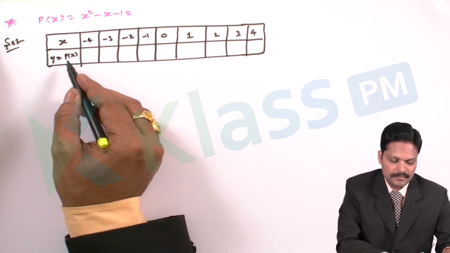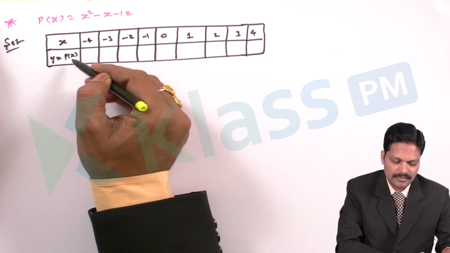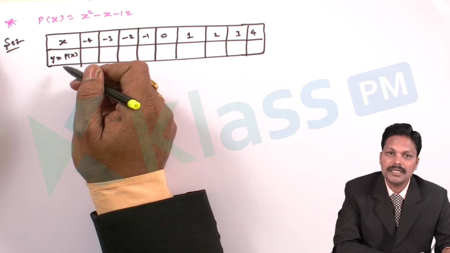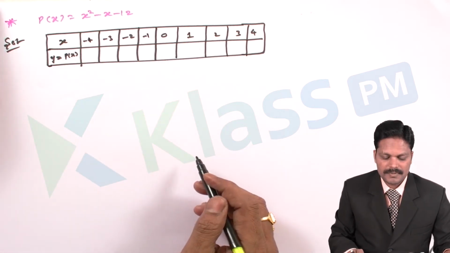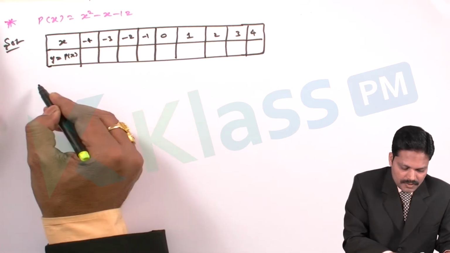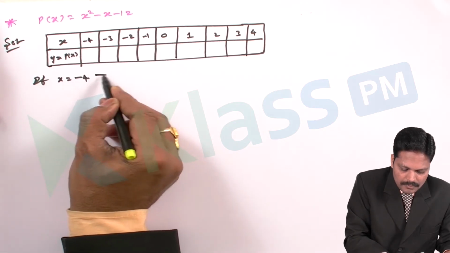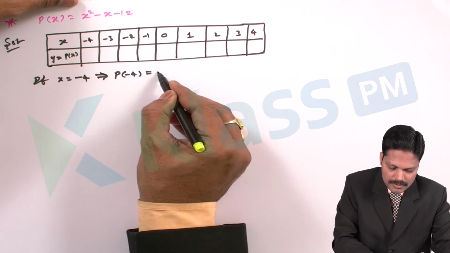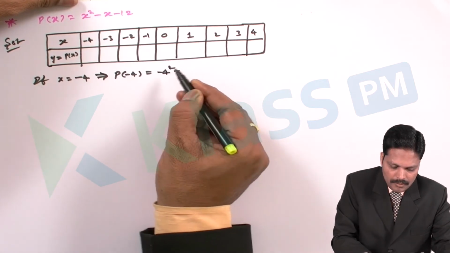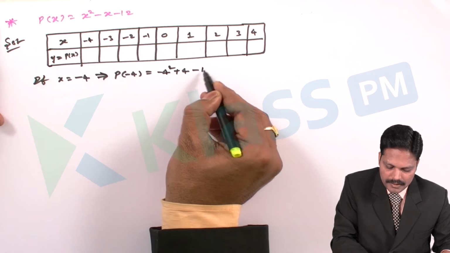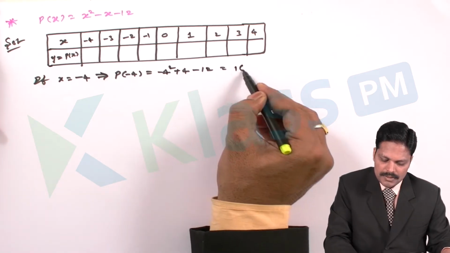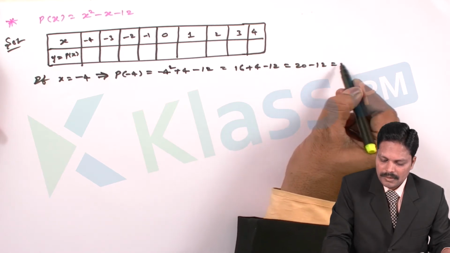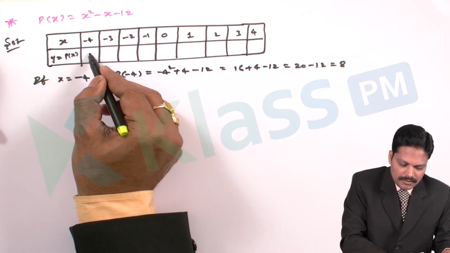So how should we get the p of x value? We need to substitute the x value in the given polynomial, then only we'll get the p of x value. That is nothing but the value used for the representation of the graph. So if x is equal to -4, what will we get? p of -4: -4 square, minus into minus plus 4, and -12 we are having. So 16 plus 4 minus 12, then we are having 20 minus 12, this is the value 8. We should take it here as 8.